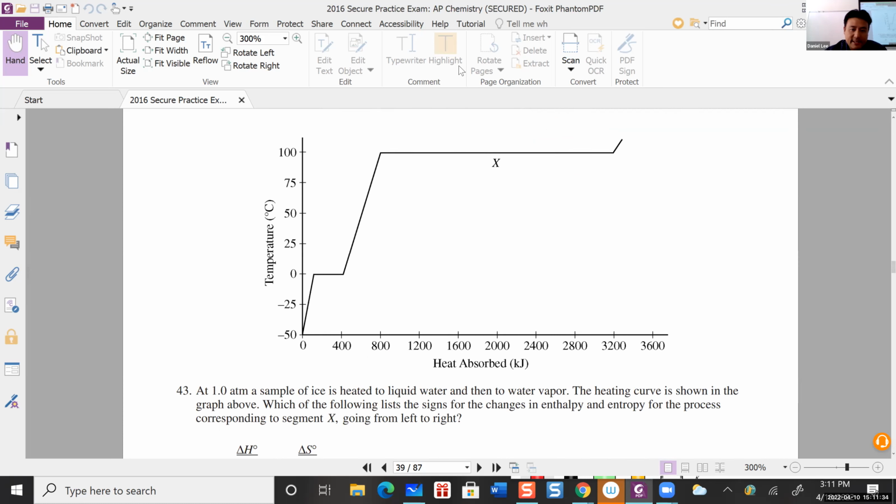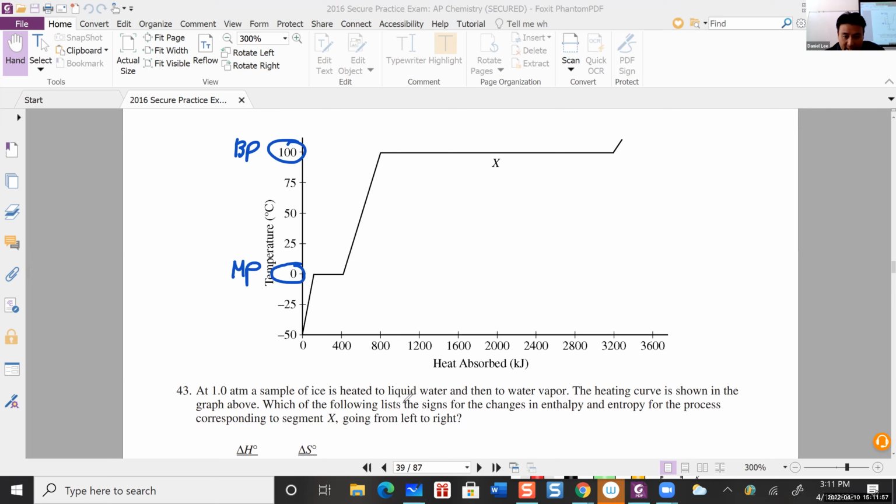Right. So this is the heating curve we talked about. You can see that the melting point is 0 and the boiling point is 100. This is water, right? And the question says 1 atm, so that's why the normal melting point is 0 and the normal boiling point is 100. Ice is heated to liquid water and then to water vapor. Great. The heating curve is shown.